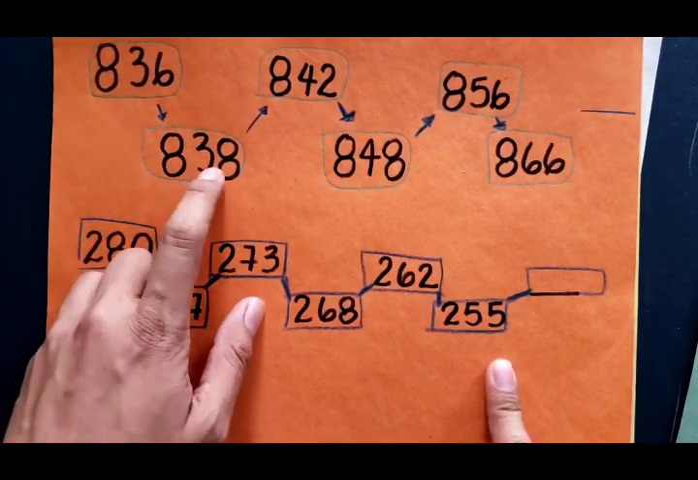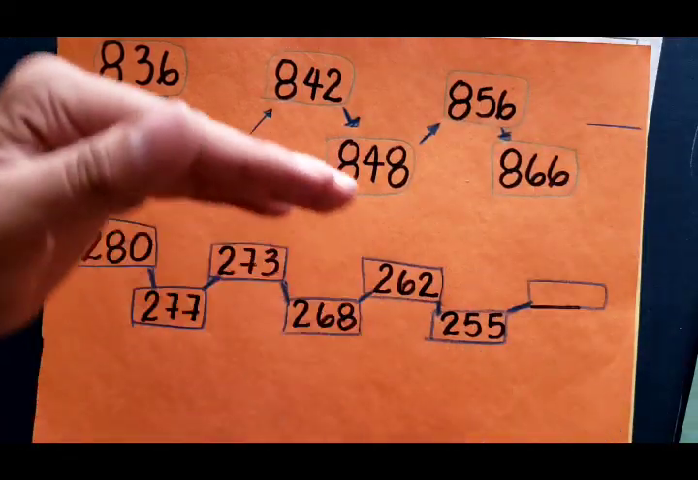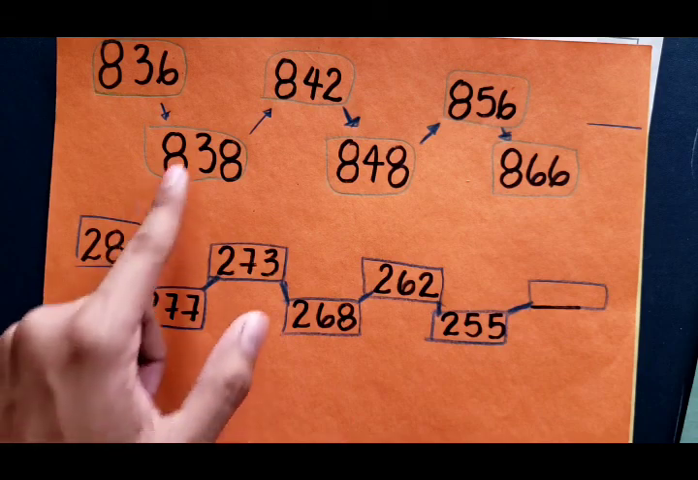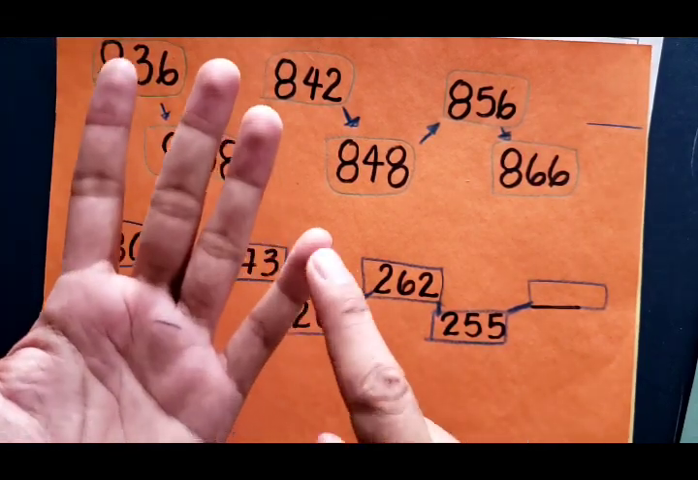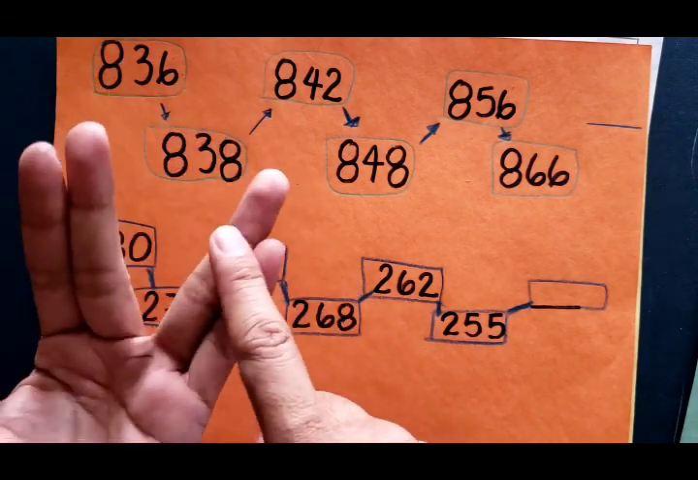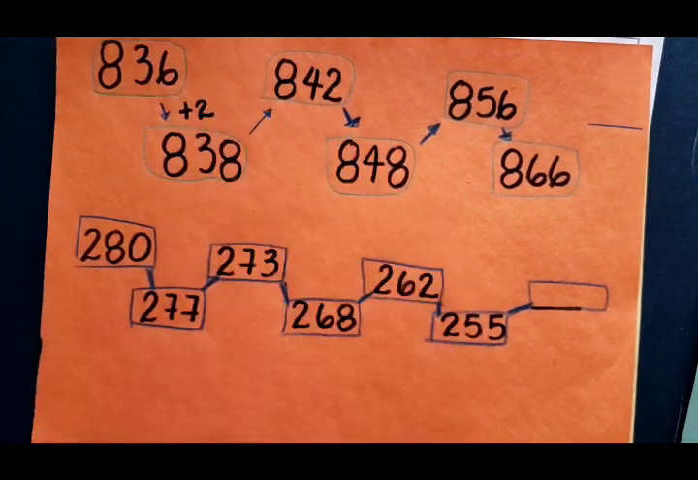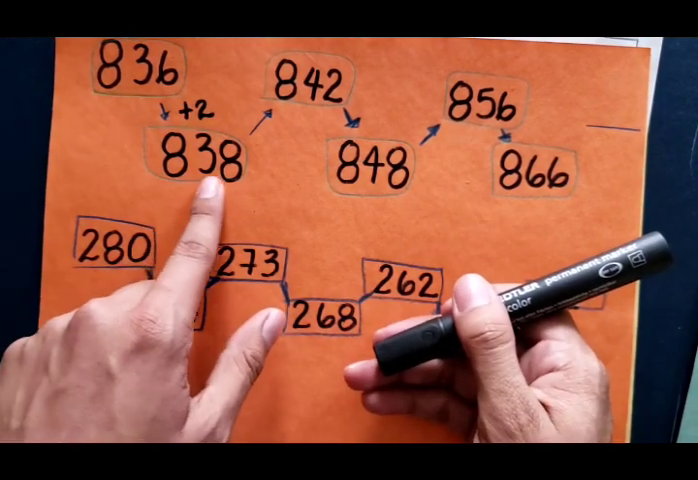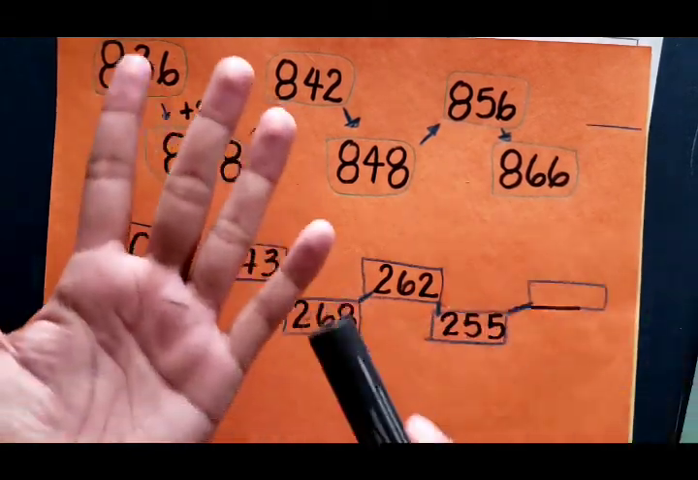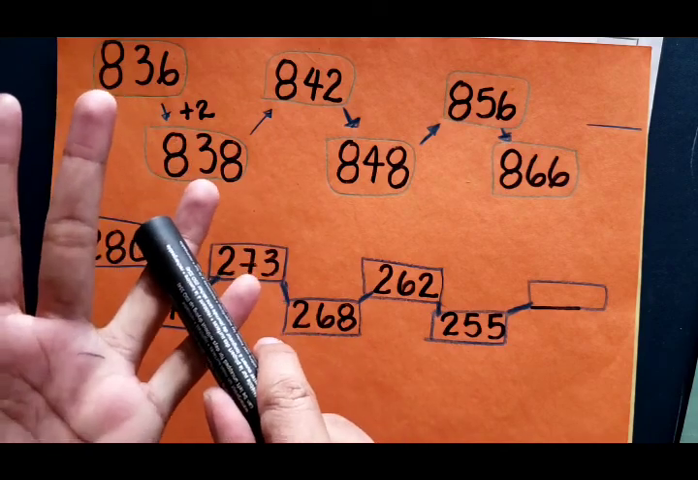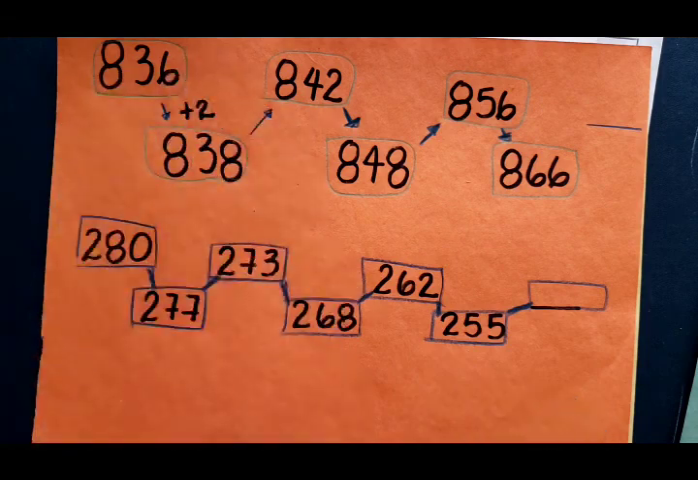136, 138. Is it increasing? Do we have more? Or is it decreasing? Do we have less? Oh, we have more. 136, 137, 138. Oh, that means plus 2. Let's look at the next one. 838, 842. 838, 839, 840, 841, 842. That means plus 4.